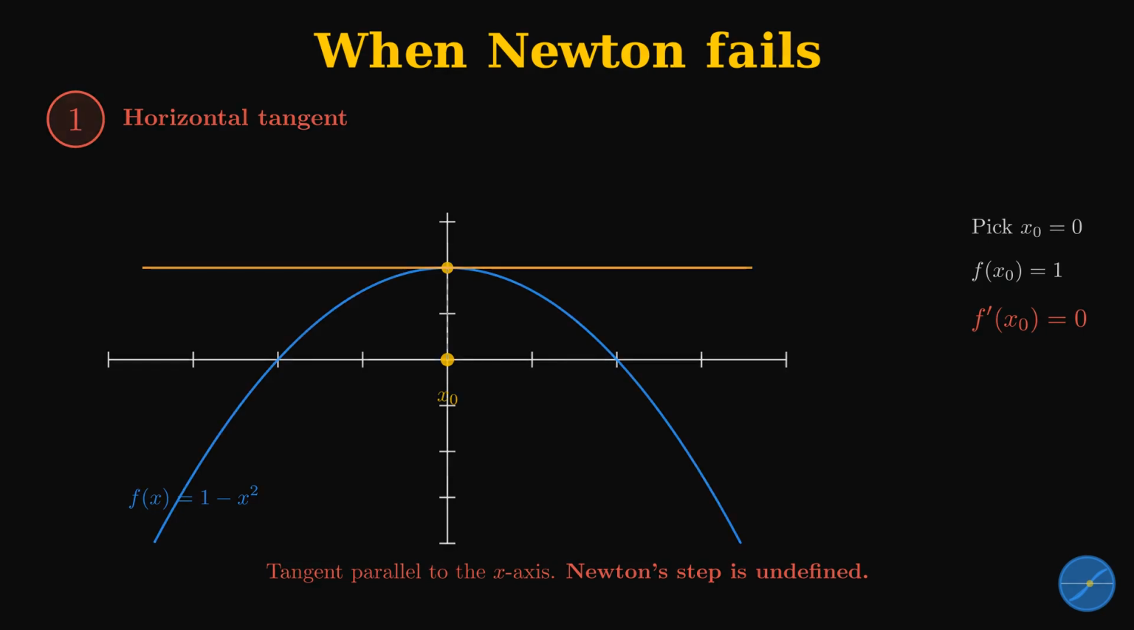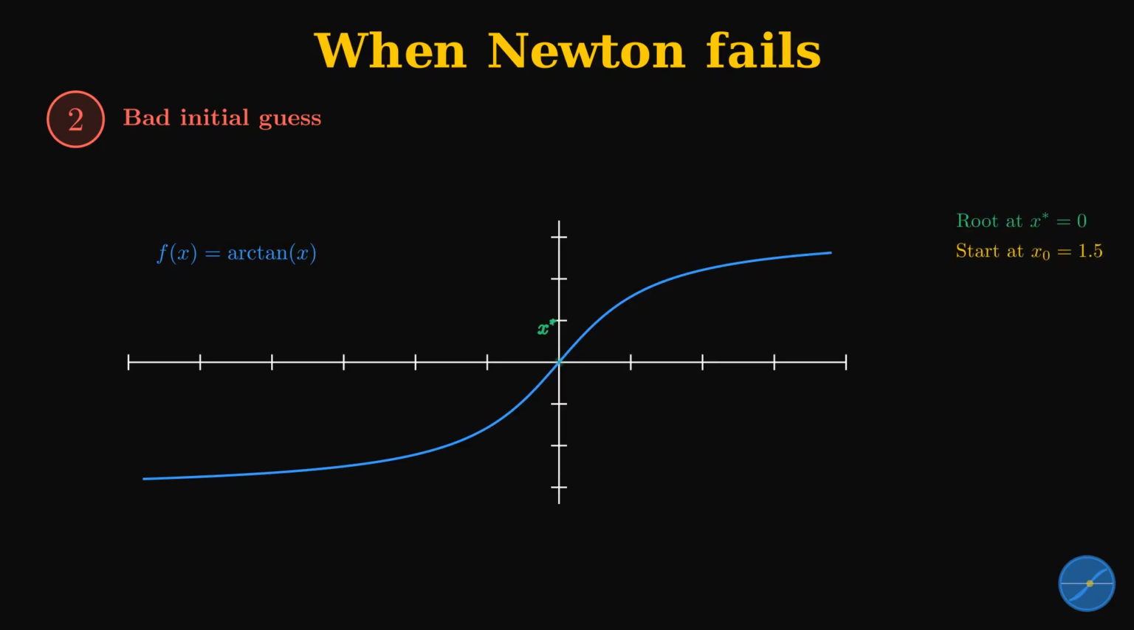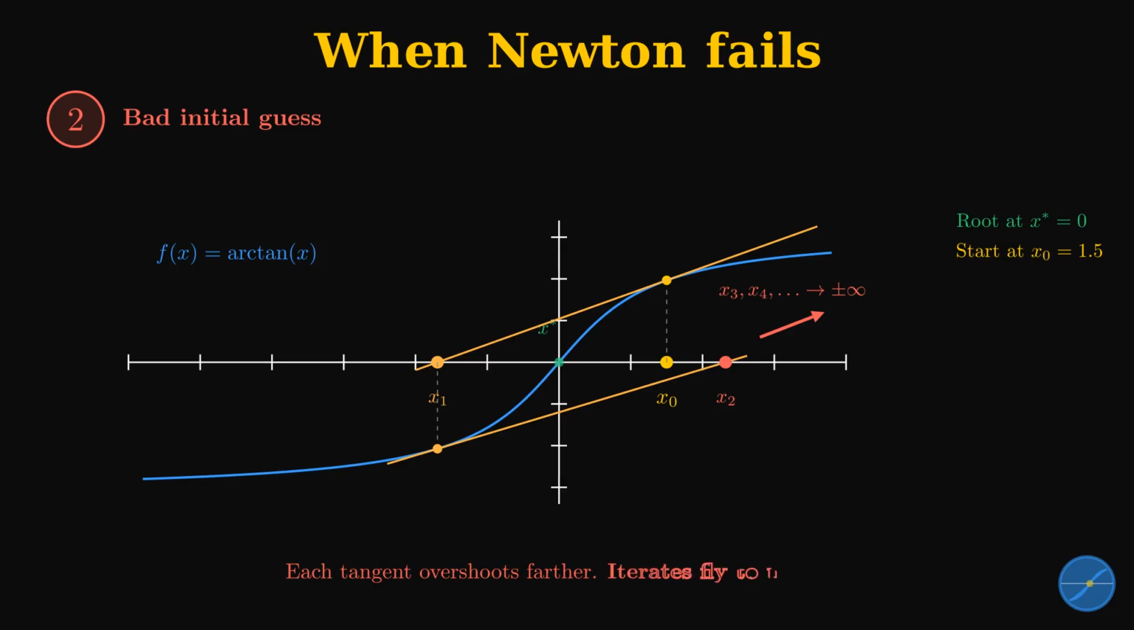It's undefined. Failure number 2 is a bad starting guess. Here's f of x is equal to tan inverse of x. Its only root is at 0, but we start out at x naught is equal to 1.5. That's the target root in green. The first tangent overshoots, landing at about minus 1.69 on the far side. The next overshoots even more, out to 2.32. Each step lands farther out, x3, x4 and beyond race off to infinity. The iterates diverge completely. A bad guess and Newton runs away.